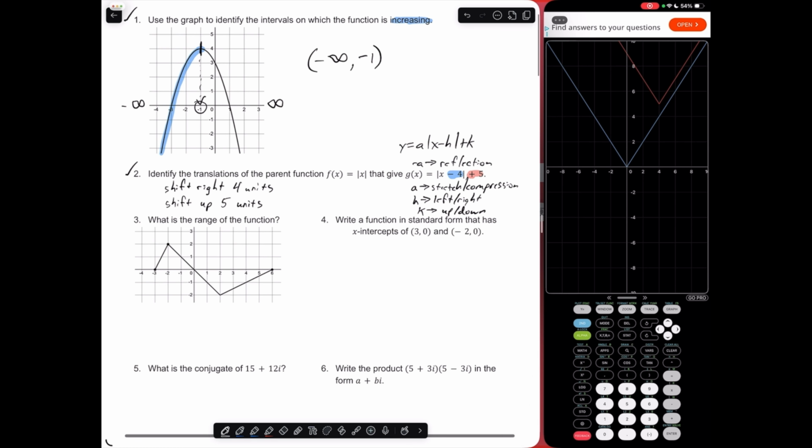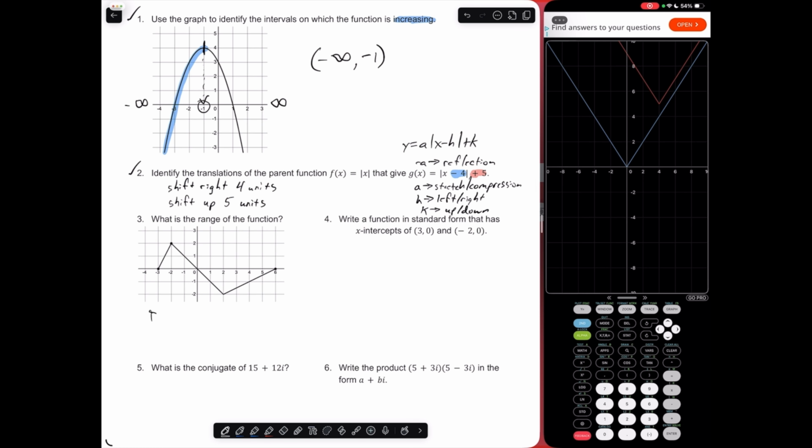3, what is the range of the function? So domain would be x values. Range is your y values. So we look at the lowest point, so we're considering range. So we want to look on the y-axis. So we have our lowest point and our highest point. That would be at 2 and negative 2.